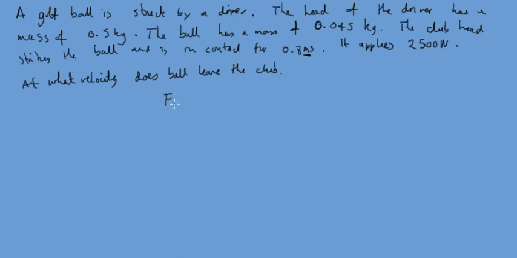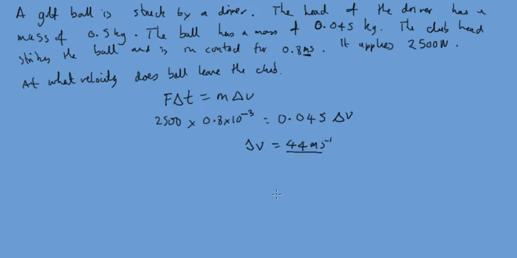So our impulse is force times time equal to mass times the change in velocity. The force is 2,500, and our change in time is 0.8 times 10 to the minus 3 because it's milliseconds. And we are going to be using the mass of the ball because we were concerned about the velocity of the ball, so we're not going to be using the mass of the club. So it's just the mass of the ball times the change in velocity. And remember, the velocity was 0 at the beginning. So the change in velocity is equal to 44 meters per second. So that's the velocity that it will leave the club.